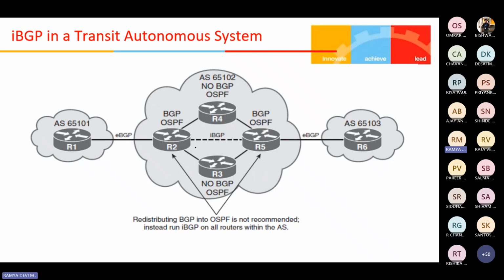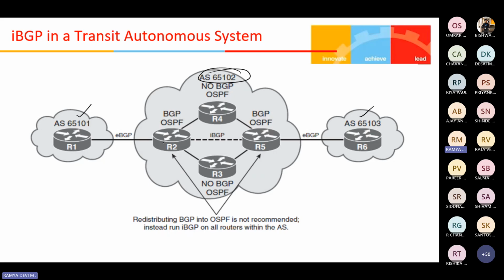So we'll start from 65102. This is the autonomous system. This is actually the transit autonomous system between 65101 and 65103. So traffic between R1 and also R6 must pass through this particular autonomous system. Okay, so we'll be using eBGP.